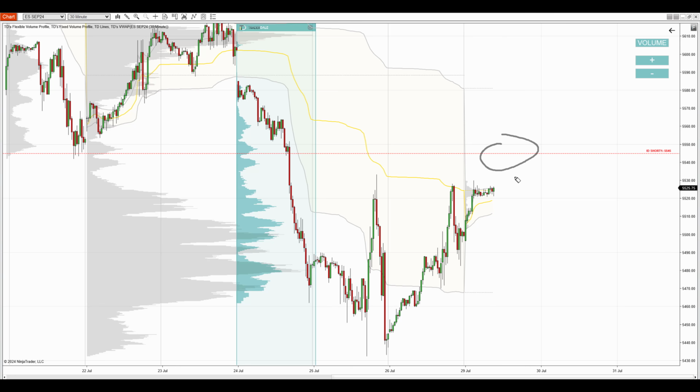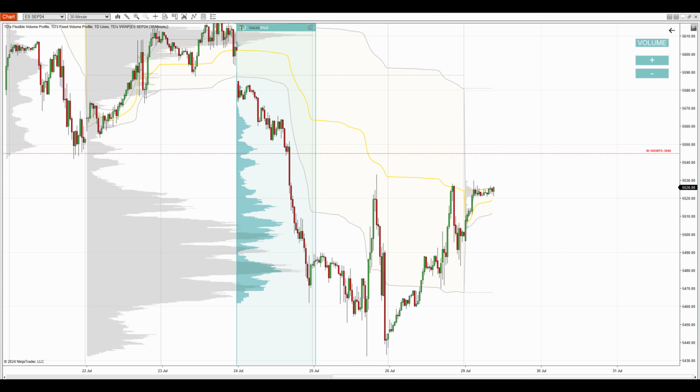So anyways, here is the level, and even if you don't have order flow, you can just take this trade at the first touch of this level, because chances are there will be a nice reaction. Alright, so that's about the ES.